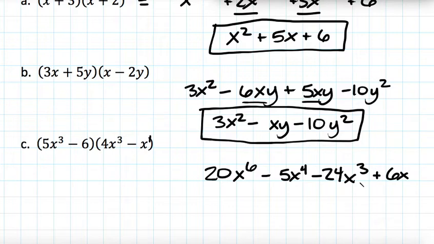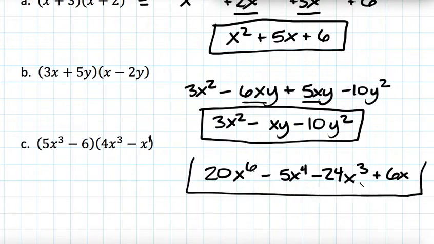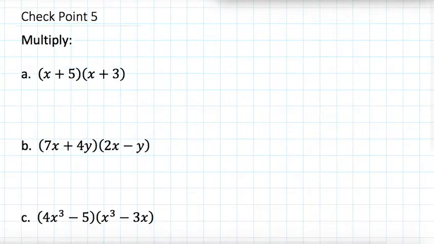Now in this case, I don't have any like terms that can combine because they all have different exponents. I have x to the 6th, x to the 4th, x to the 3rd, x by itself. So if there's no like terms that can be combined, then this is just going to be my answer. So you should do checkpoint 5 problems in your notes. Check your answers with the notes that are posted, and then you can move on to the last example in the video.